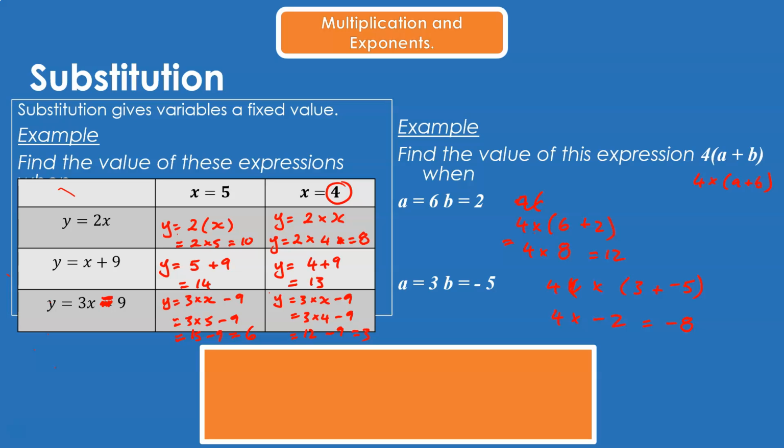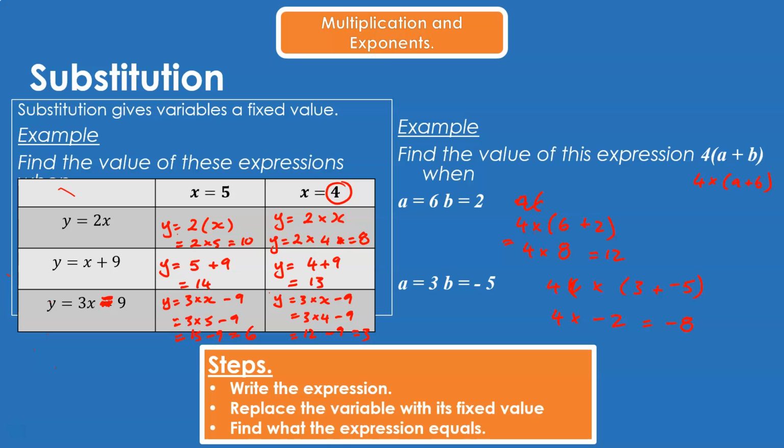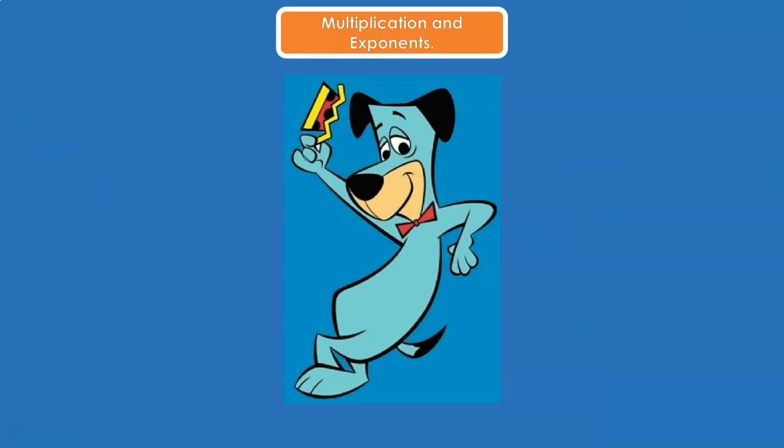If you need to revisit those integers, I suggest you get onto Education Perfect and search through. There is a search function, just search negative integers and work through some tasks there. So a reminder of the steps for substitution: write the expression, replace the variable with its fixed value, and then find what the expression equals using BEDMAS. There is a task for you on your OneNote. Go and complete that.